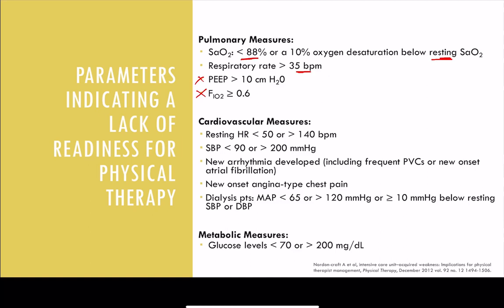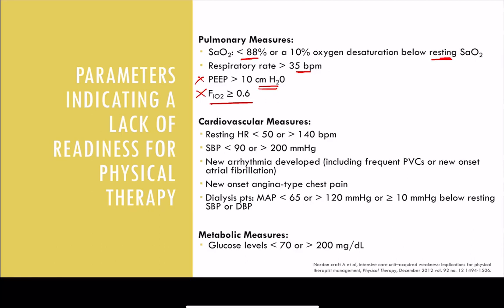PEEP is positive end expiratory pressure. That's added pressure above atmosphere that can be added to help drive air into your lungs. If you're requiring very high amounts of extra pressure to drive air into your lungs, you are on a high degree of support from mechanical ventilation. And FiO2 is the fraction of inspired air that goes up when you're on oxygen support. So this value, FiO2 greater than 0.6, is basically saying an FiO2 of 60%, which is equivalent to about 10 liters per minute of oxygen flow.